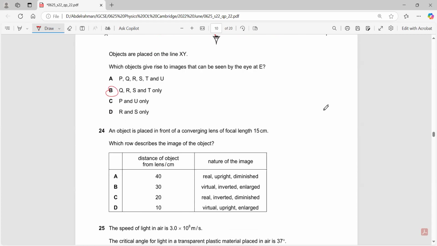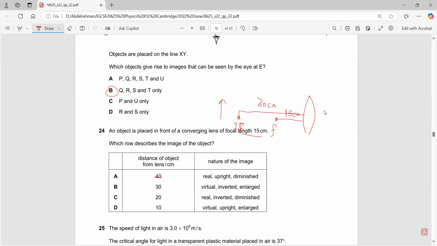An object is placed in front of a converging lens of focal length 15 centimeters. Which row describes the image of the object? Okay, so the focal length is 15 centimeters. This is the lens, and F is at 15 centimeters. Let's check it out. If the object was at a distance of 40 centimeters, so F is at 15, you have 2F at 30, and let's check.